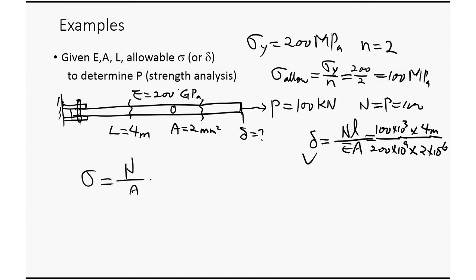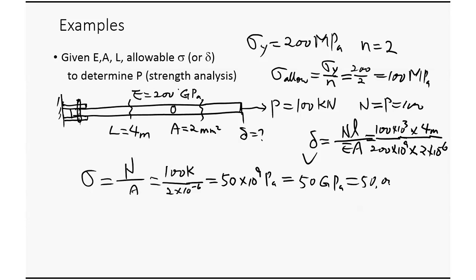Should be N over A. So that is 100 kN versus 2 times 10 to the minus 6, right? What's the value? So it's 50 times 10^9 Pascal. What does that mean? That means 50 gigapascal, or in other words, 50,000 megapascal, right?